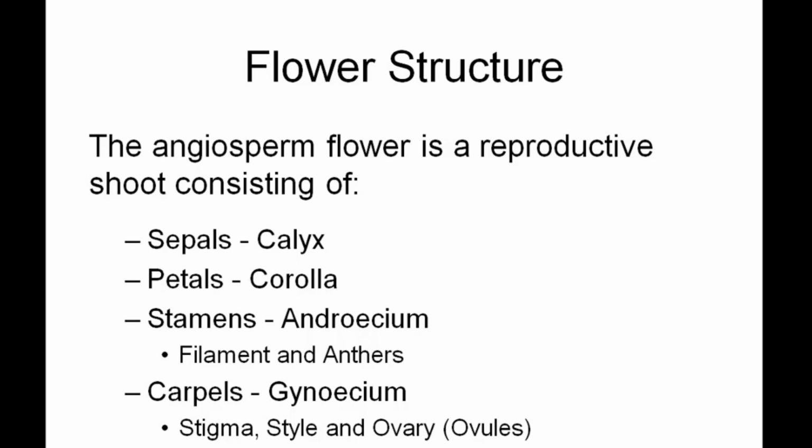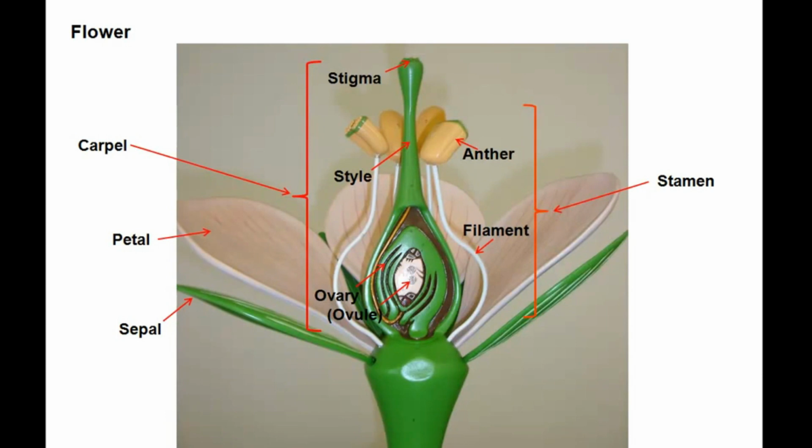Stamens, made up of the filament and anther. A whorl of stamens is the androecium. Carpels, made up of the stigma, style, and ovary, and within the ovary are the ovules. A whorl of carpels is known as the gynoecium. Here's a model of a flower.